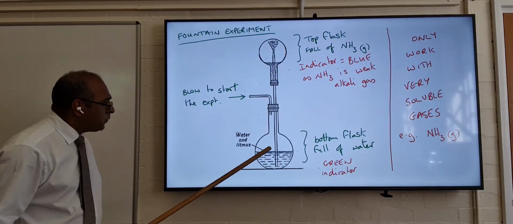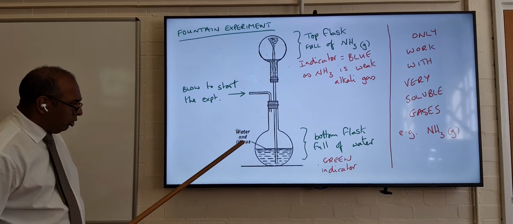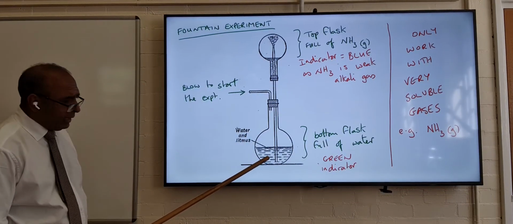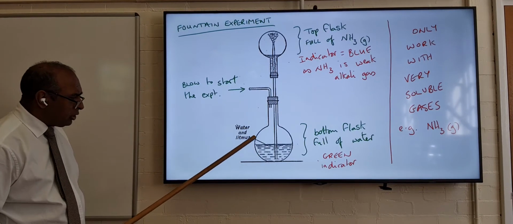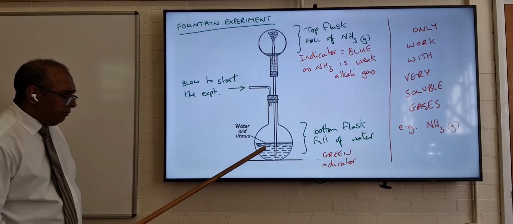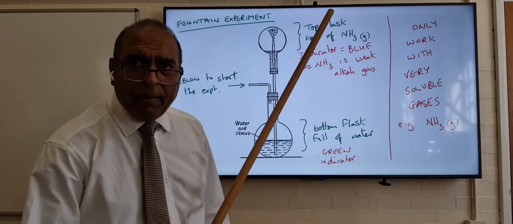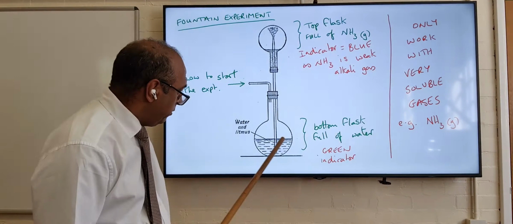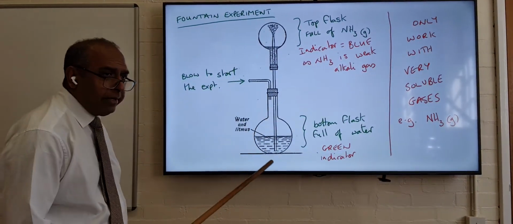So you put your water and indicator in here, and we put universal indicator. So water, universal indicator, you might think that the indicator is green. In fact, when I do it, I put a few drops of acid in there, and it's red. So down here is red.